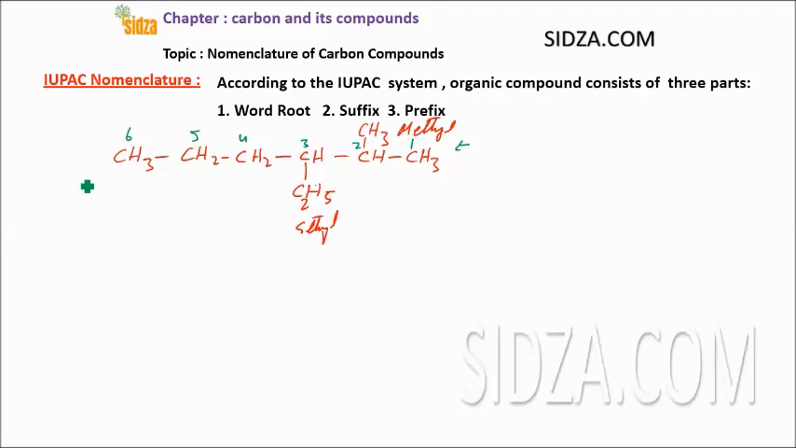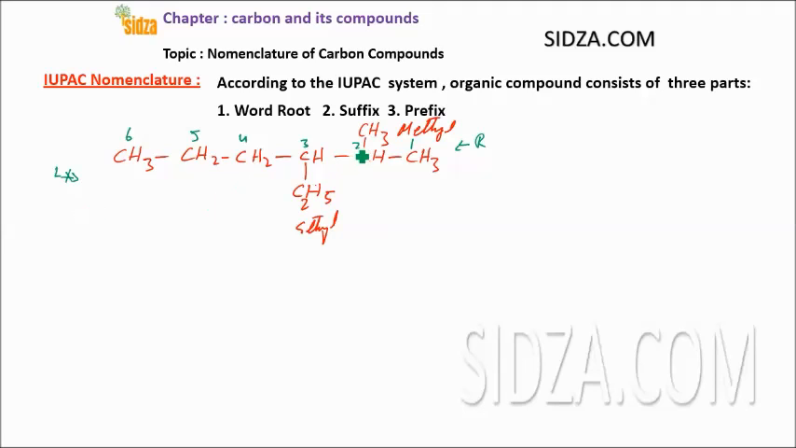If I start the numbering from the left side, then the set of locants will be, this is 1, 2, 3, 4. So substituent groups will be at the 4 carbon and the 5 carbon. That is wrong. So we always follow the lowest set. That means the carbon that bears the substituent group should get the least number. So the right side numbering here is correct, left side numbering is wrong.